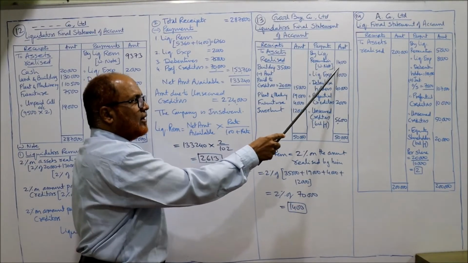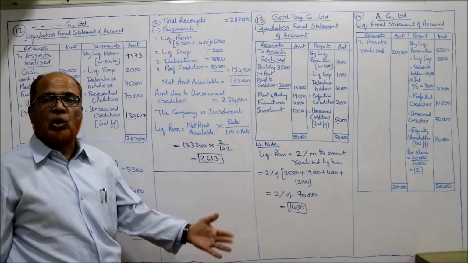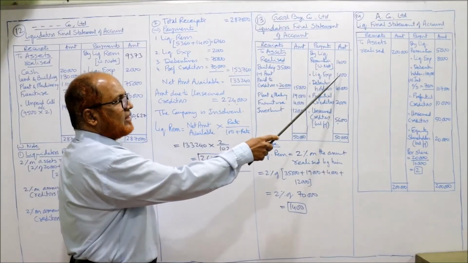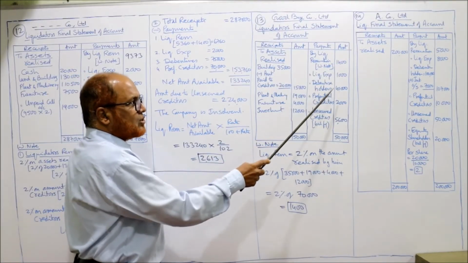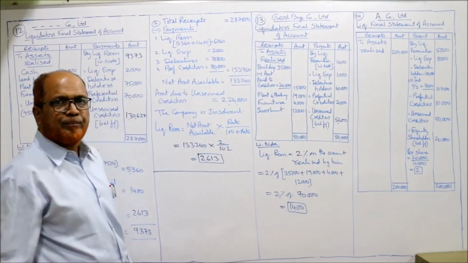Should not take this 1400. This will get only after making calculations in working note. The liquidation expenses 1,000 given. Debenture holders 40,000. Preferential creditors 2,000. Unsecured creditors. Now we have to see.